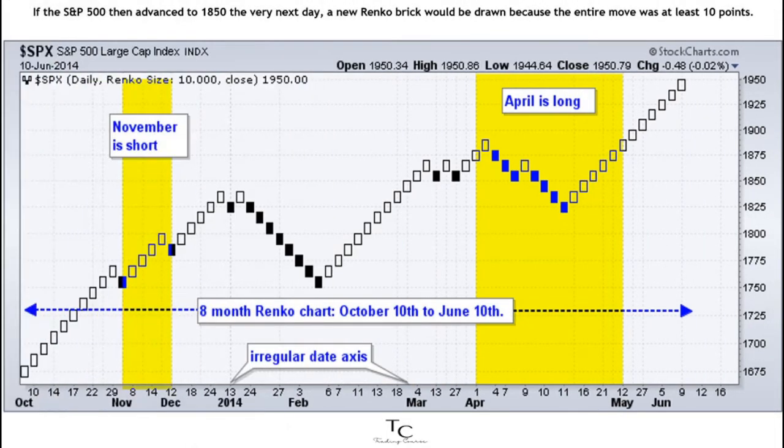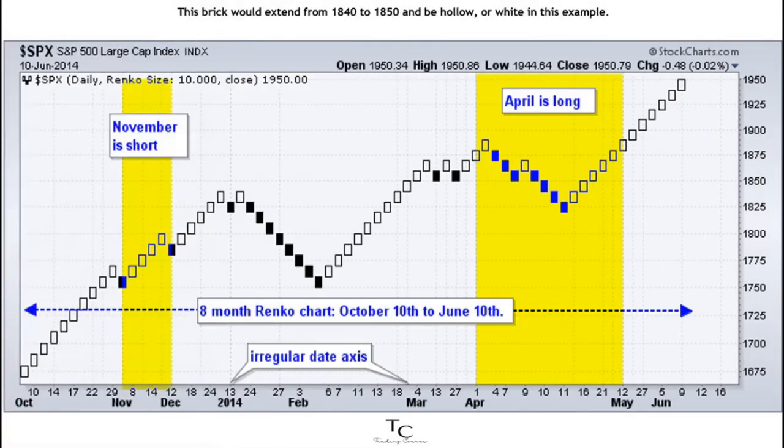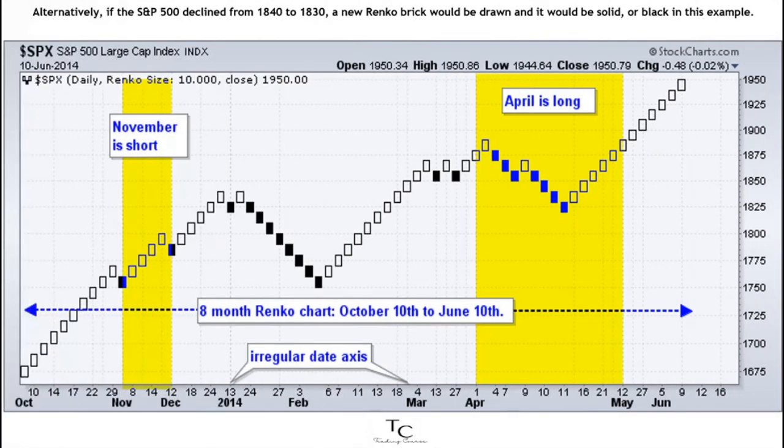If the S&P 500 then advanced to 1850 the very next day, a new Renko brick would be drawn because the entire move was at least 10 points. This brick would extend from 1840 to 1850 and be hollow or white in this example. Alternatively, if the S&P 500 declined from 1840 to 1830, a new Renko brick would be drawn and it would be solid or black in this example.